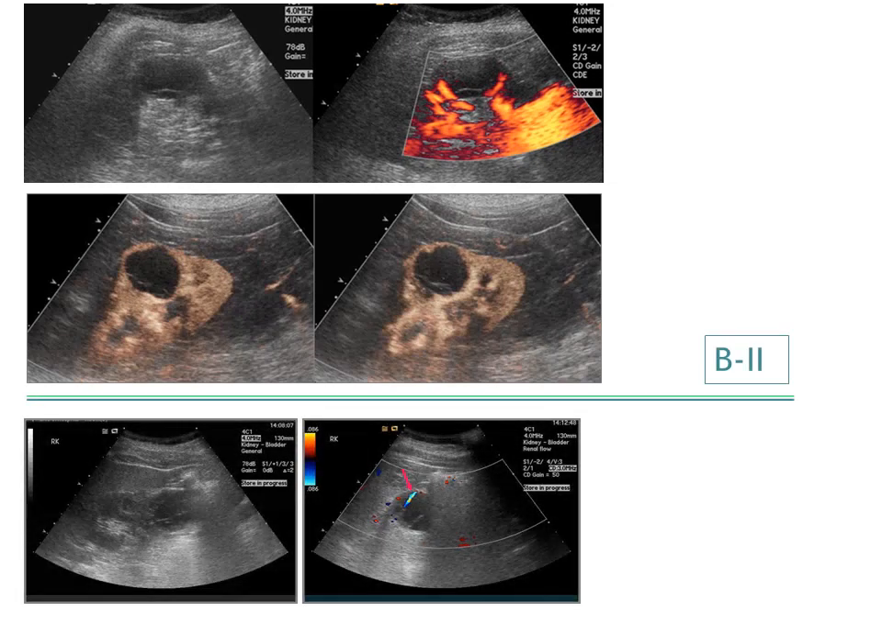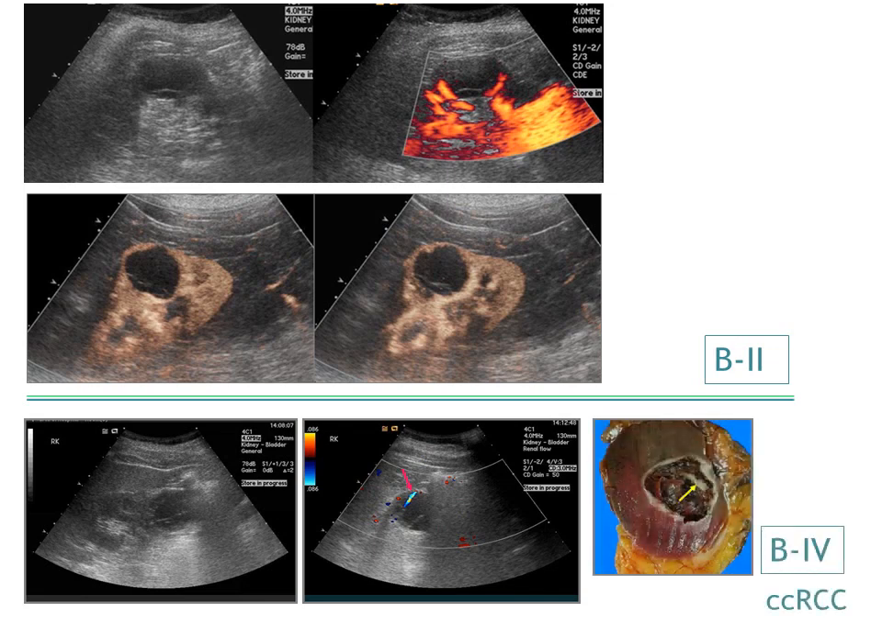This is a case for comparison. Similar fine septa, but there are clear flow signals at Doppler, so this is a case of Bosniak Class 4 and was a renal cell carcinoma of clear cell type.